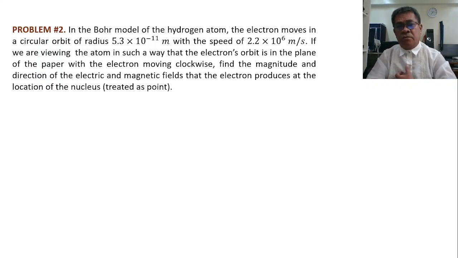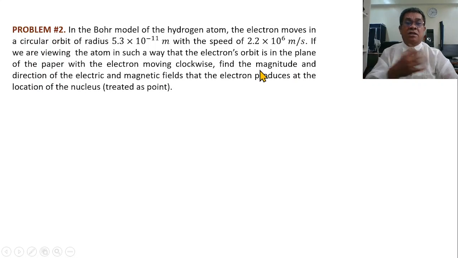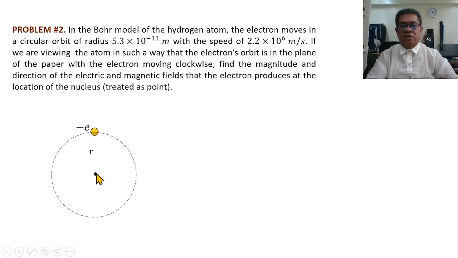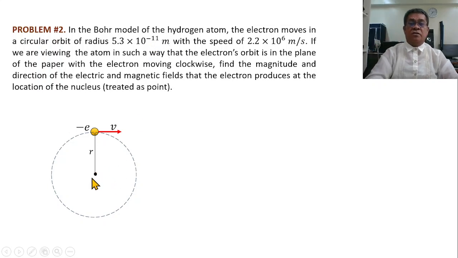So, this is a very challenging problem because we are required to calculate the electric field and also the magnetic field. So, we need two answers. And this is the combination of electrostatics and magnetism. The problem says that we have this electron charge. Remember, electron charge is a negative charge. This orbits around the nucleus, in this case. The location of the nucleus is the center of the circle, while the electron travels clockwise with a constant speed of 2.2 times 10 raised to 6 meters per second. The radius of this orbit is 5.3 times 10 raised to negative 11 meters from the nucleus.